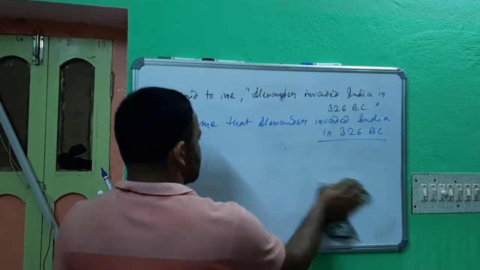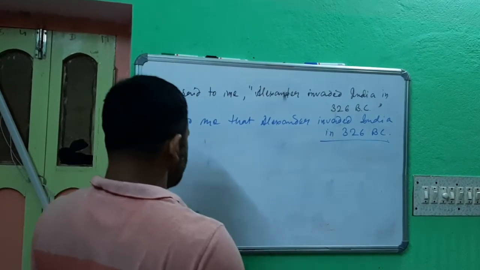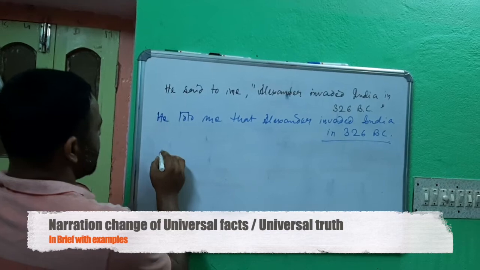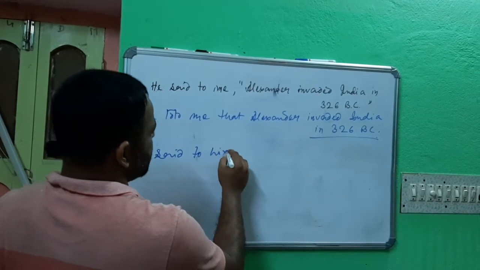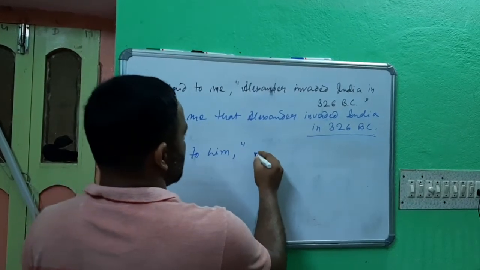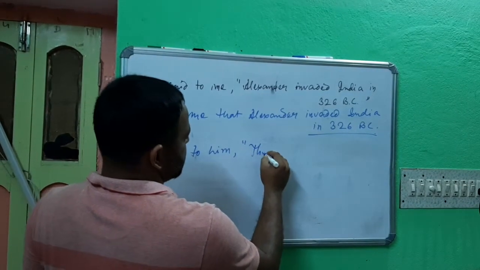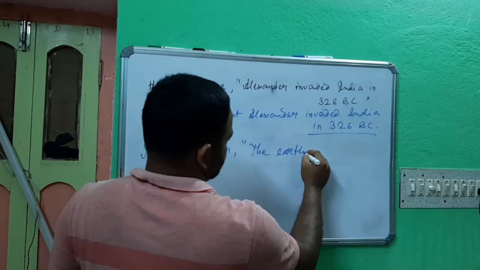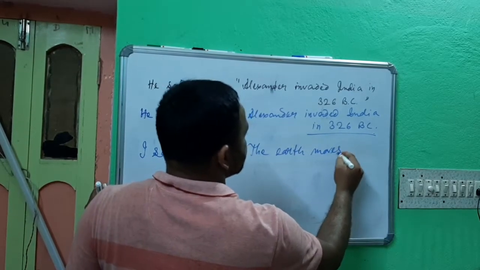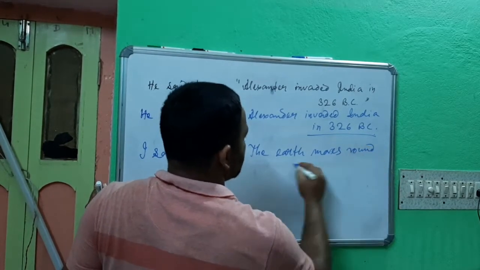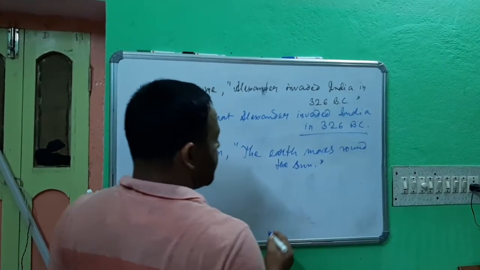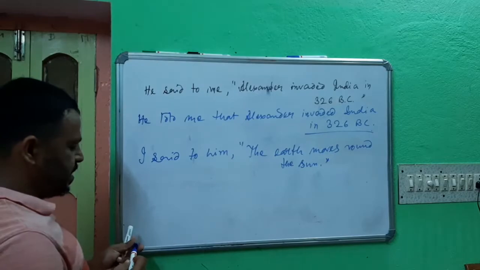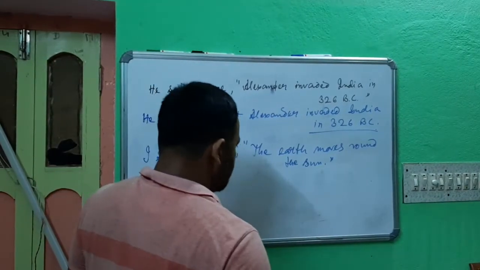How will you change it? It will also remain the same. That is, I said to him, the earth moves round the sun. It's a universal truth, and it will be changed in indirect narration in this way.